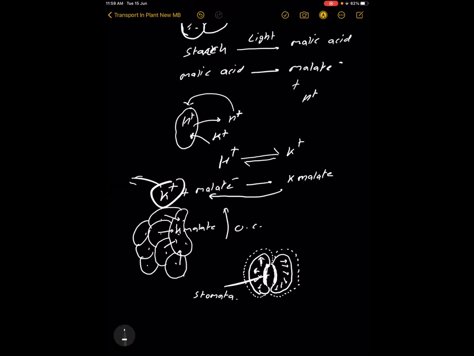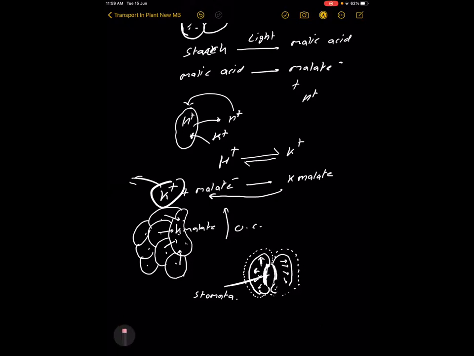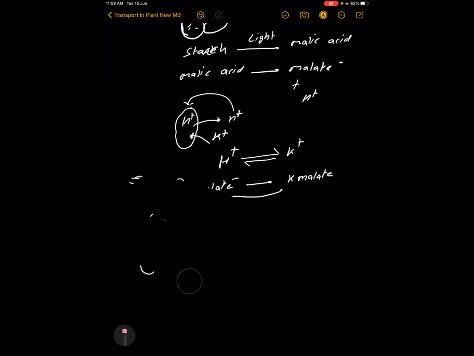Sir, even in daytime, is it continuously open or will it be closing? No. In daytime, again, there are different periods. It depends on environmental conditions also.